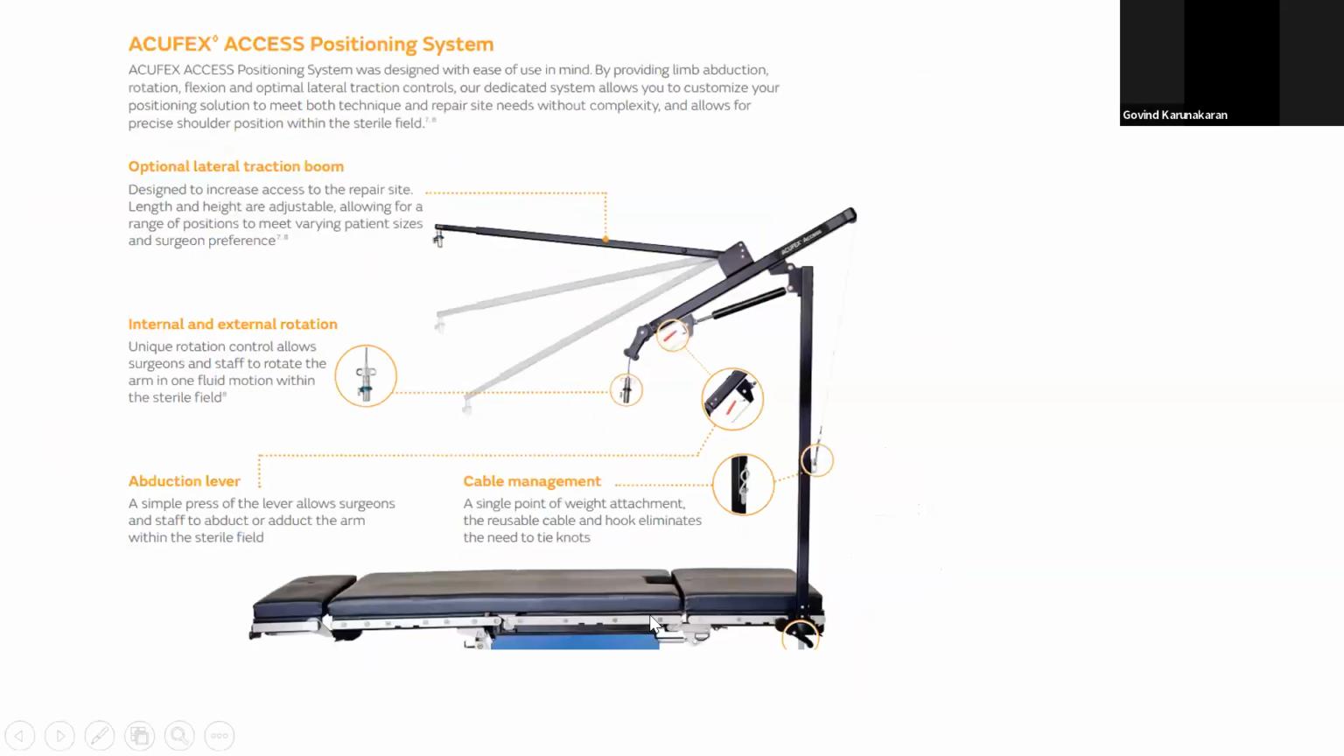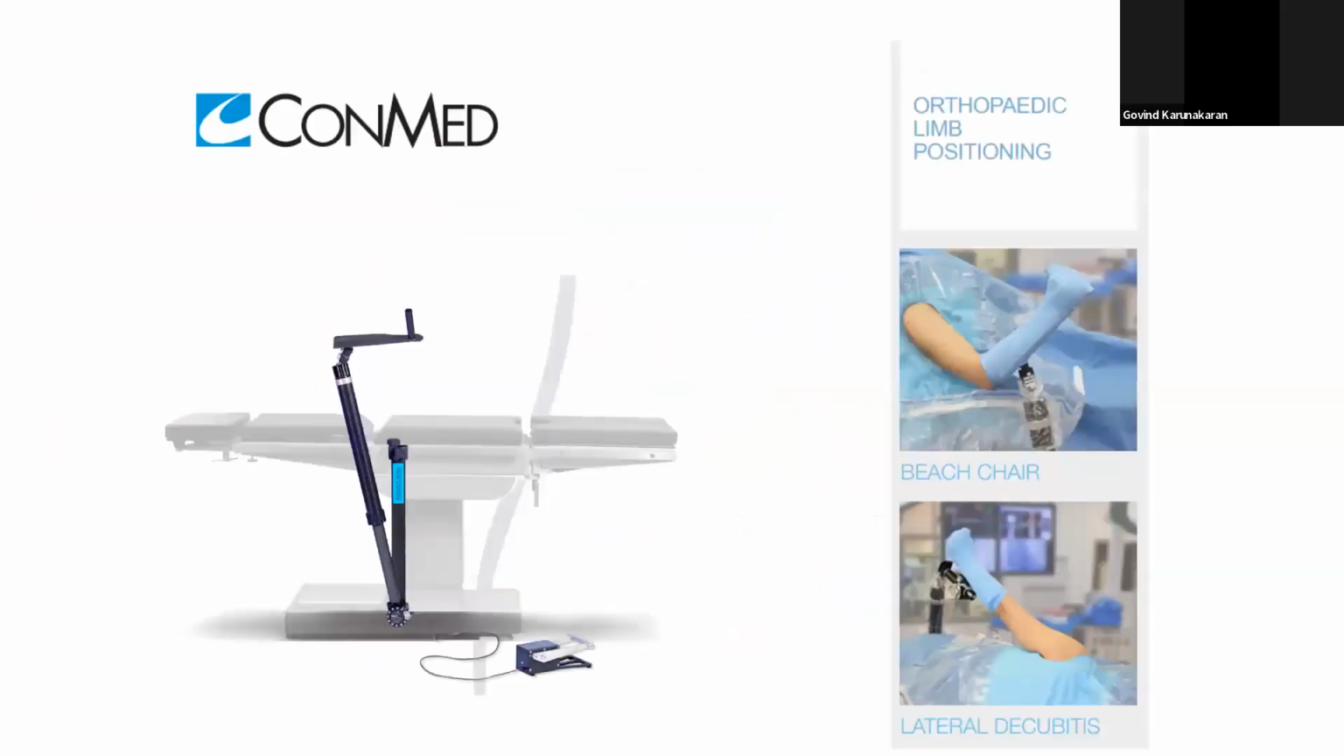This is the Q-fix system for the lateral positioning. Again, we have an attachment system which, along with the traction, helps us with 360 degree mobilization of the arm also. So in the lateral positioning, it becomes easier. The one we use here is the one by ConMed, which is similar to the Spider 2 system, which helps us in positioning and visualizing the shoulder during the intraoperative period.